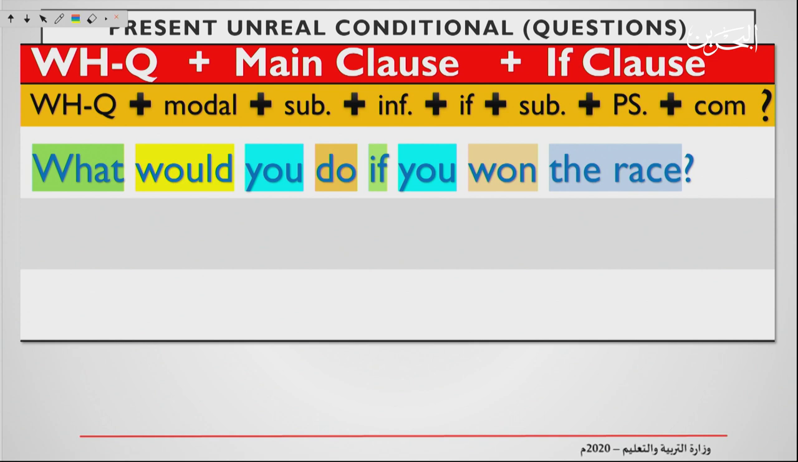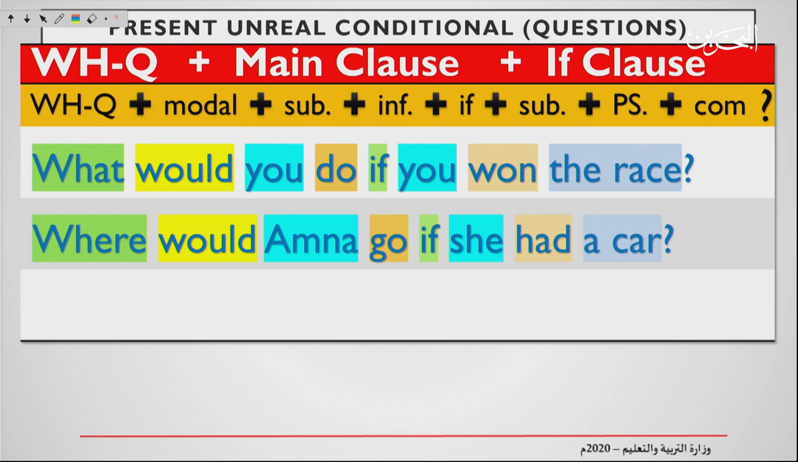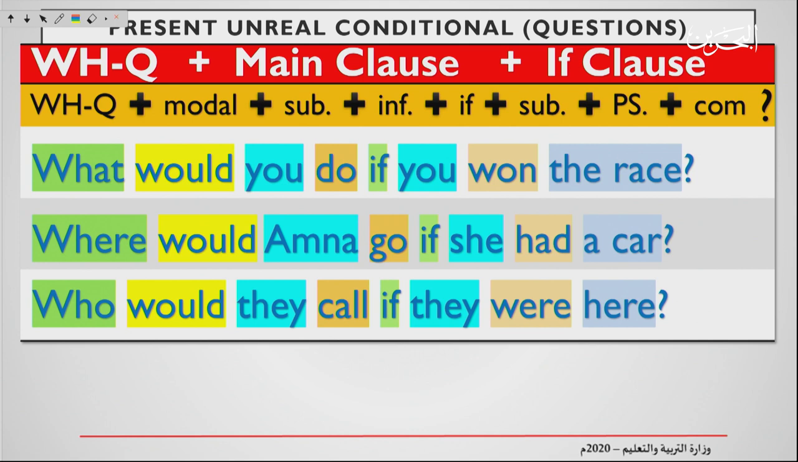All right, let's check another example. Now, I would change, instead of what, where. So, where would Amna go if she had a car? Okay, let's change the question word into who. Who would they call if they were here? Now, this is how you form the present unreal conditional using the WH question words.